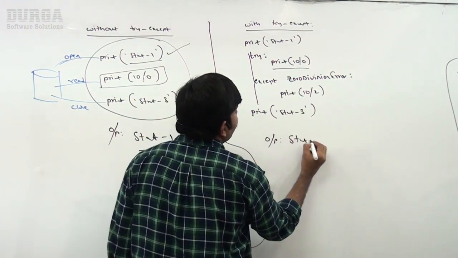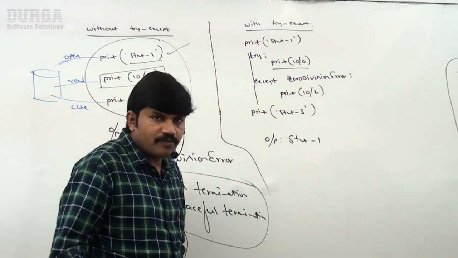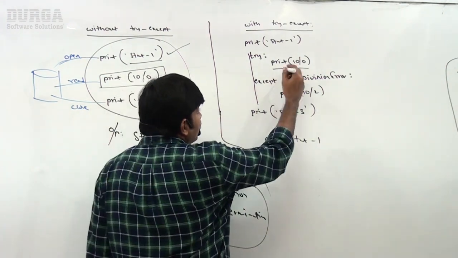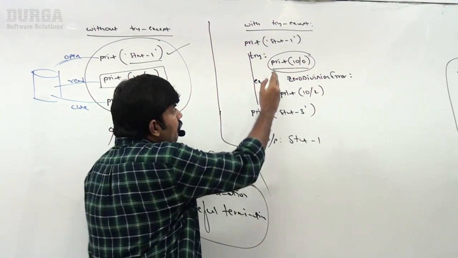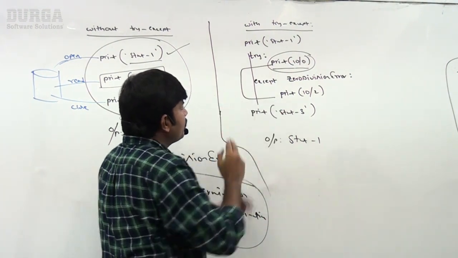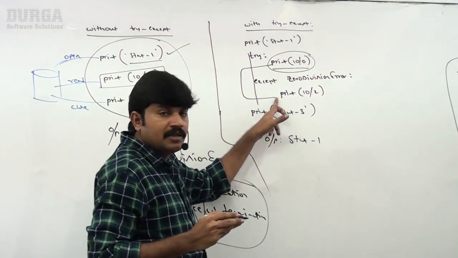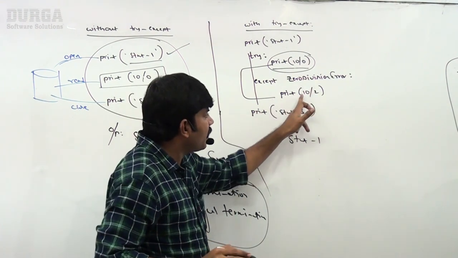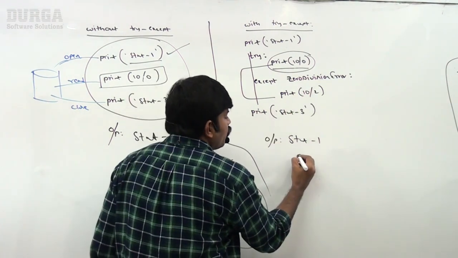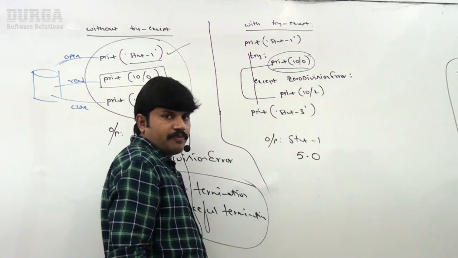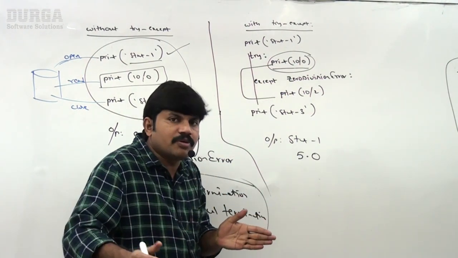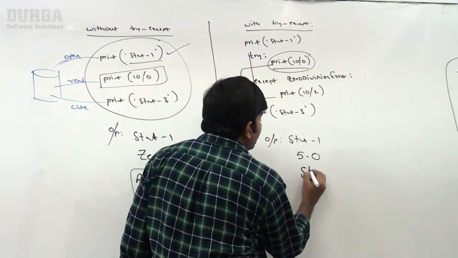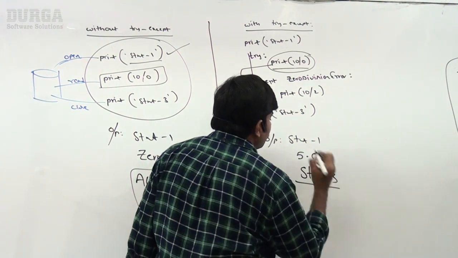Statement 1 will be executed, and then while executing this one, there is zero division error. Immediately the control will come to the corresponding handling except block. Now except block is going to print 10 by 2, which means 5.0, and after completing, the rest of the code will be executed normally. Statement 3 will be executed.